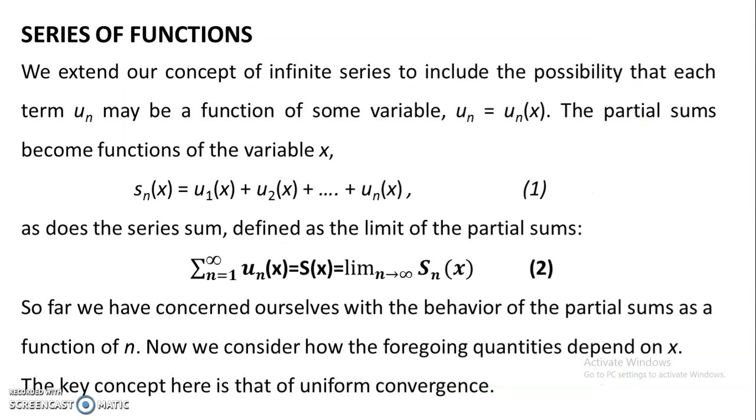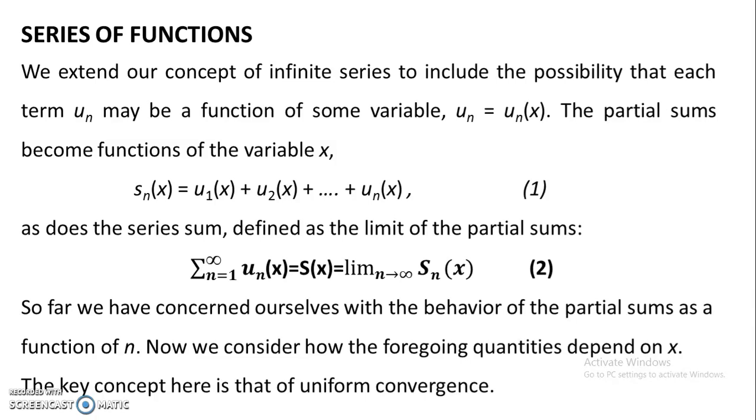So we extend our concept of infinite series to include the possibility that each term un may be a function of some variable, un of x. The partial sums become functions of the variable x. It means Sn of x is equal to the partial sum of the terms u1 of x plus u2 of x and so on, plus un of x, and the series sum is defined as the limit of the partial sums.